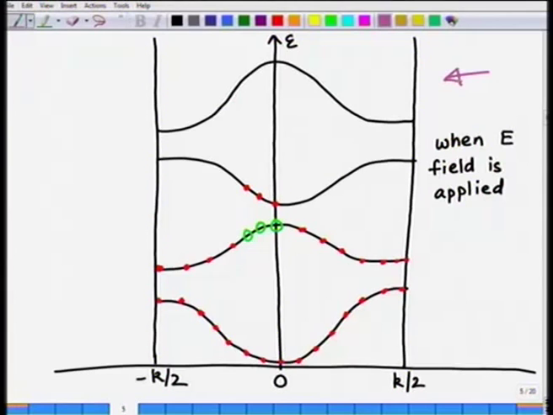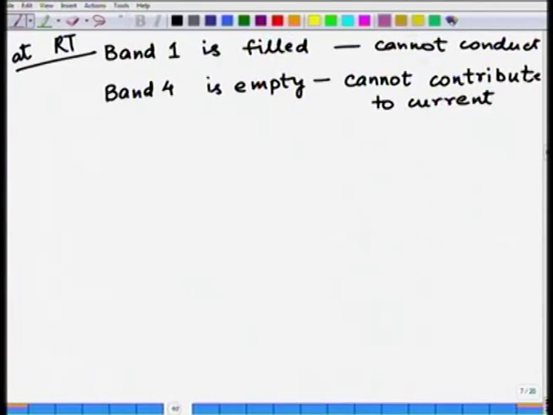When I have applied an electric field, you can see that the K states begin to change, as I have shown you in the third picture. What I want to show you is how conduction happens in band number 2 and band number 3. So let's start looking at it.